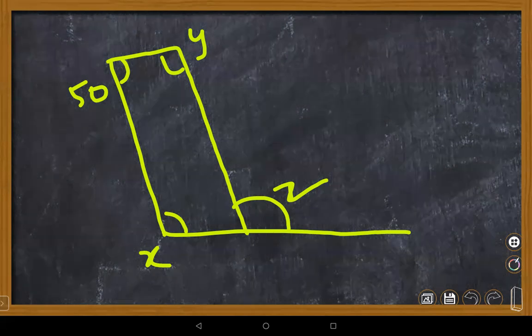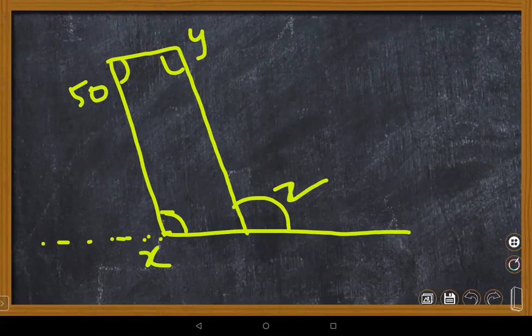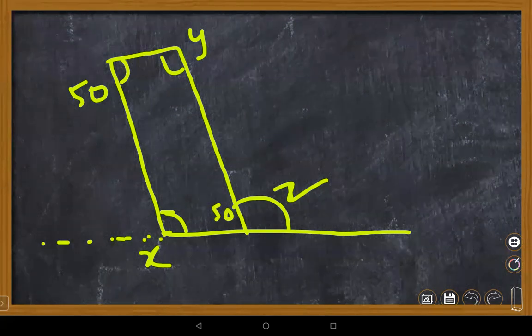Very good. 130 is equal to 50 plus X, right, ma'am? Because they are adjacent angles, right, ma'am? 50 plus X is equal to Z. Not 50, Nana. This is 50. 50 plus X equal to Z. No, not Z. 50 plus X, adjacent angles, the sum should be equal to 180, not Z.